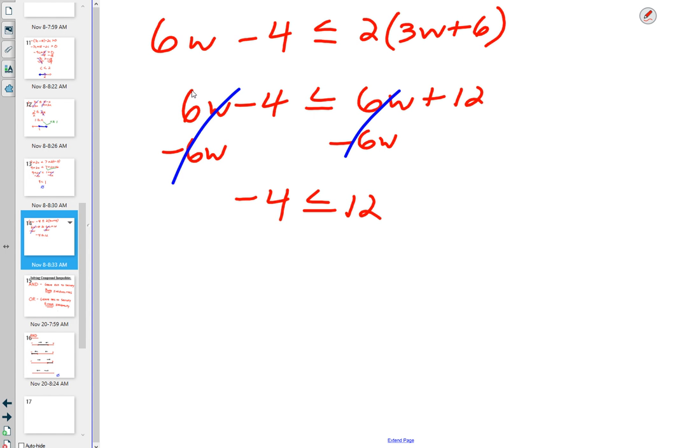But wait, it's not equal to. It doesn't have to be equal to. That's why it says less than or equal to. It's one or the other. So because this is true, this is the opposite of no solution. It's all real numbers. That means every single number that I put in for W will make that inequality true.